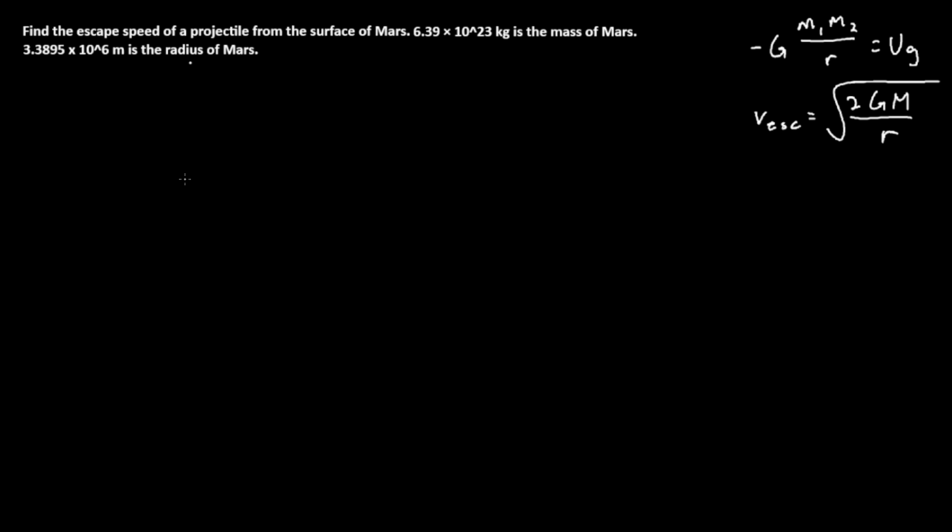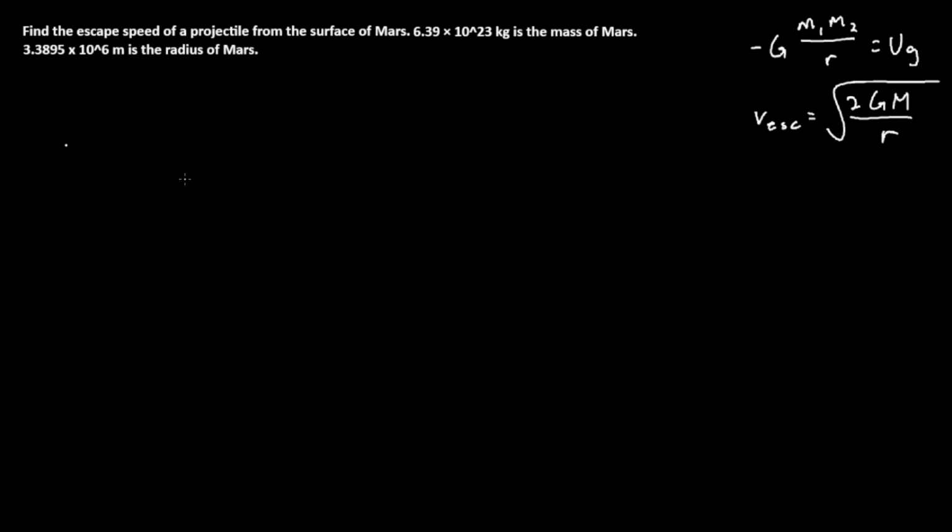But let's find the escape velocity of a projectile. We notice that the mass of the projectile is not given because it doesn't matter in this equation. Only the mass of the planet matters. And it's a projectile on the surface of Mars. So I gave you the mass of Mars and the radius of Mars. The radius of Mars you can treat as the distance from the projectile to the center of Mars, because you're on the surface.